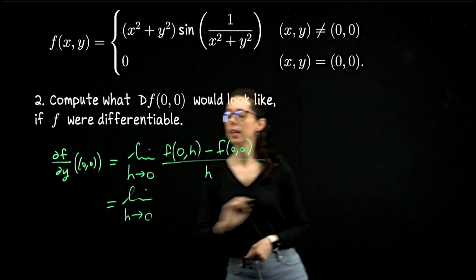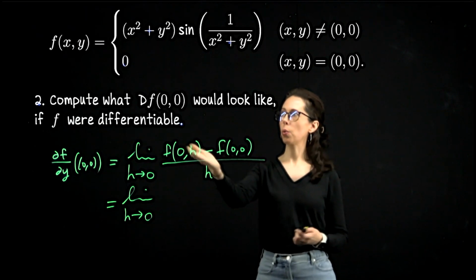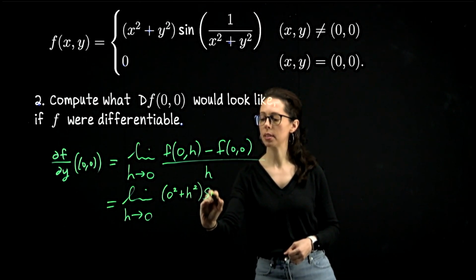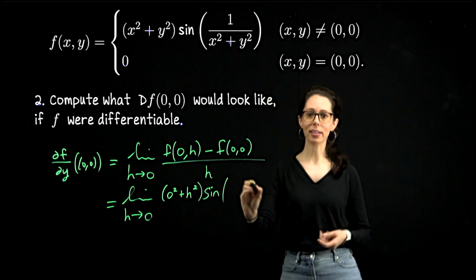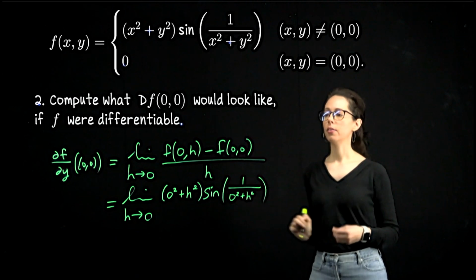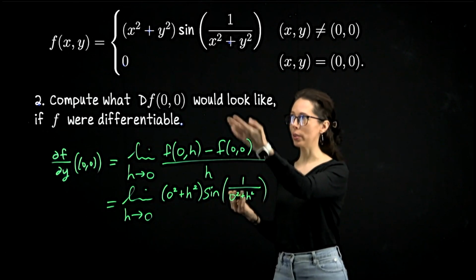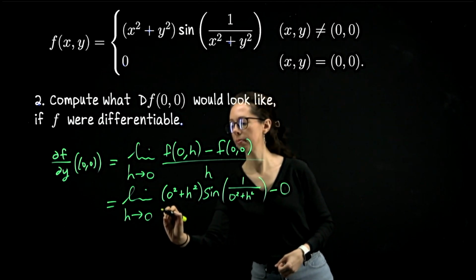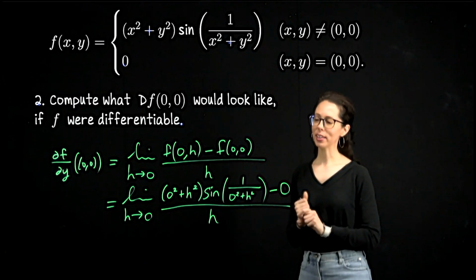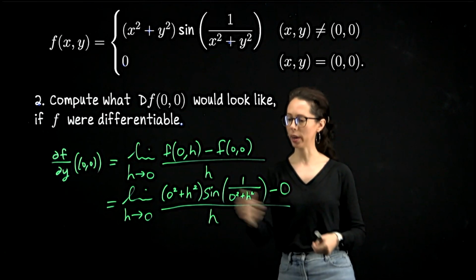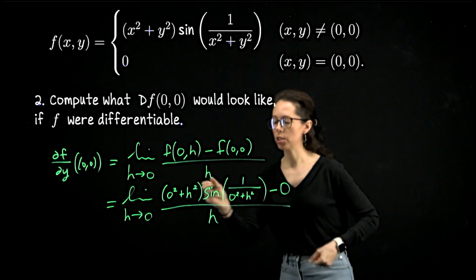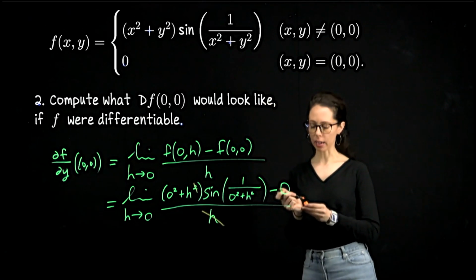So this will be the limit as h approaches 0 of x is 0, y is h. So we get 0 squared plus h squared times sine of 1 over 0 squared plus h squared. And then for the second term in the numerator, f is at the origin here, so we know that the function is 0 right at the origin. And then divide by h. Okay, if we look at this expression, we have minus 0, we have 0 squared. So overall, this is h squared sine of 1 over h squared, all over h. We can divide the top and bottom by h.